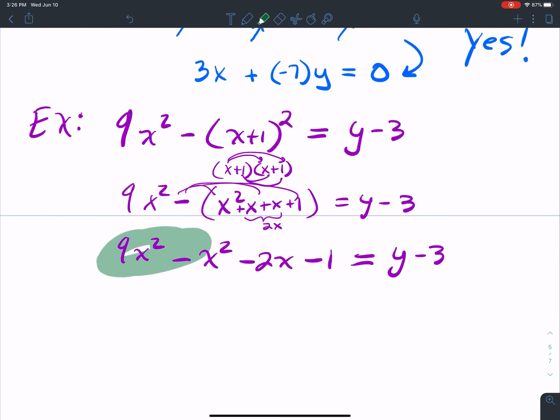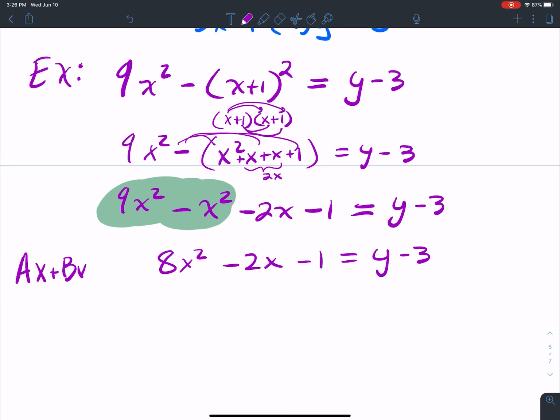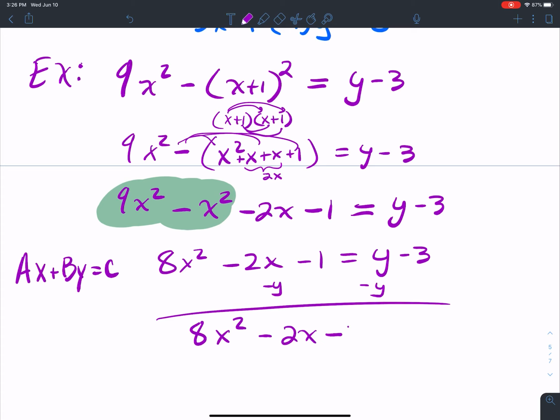Combine like terms, I can combine these two here. That gets me 8x² - 2x - 1 = y - 3. Now remember, to be linear, it needs to be Ax + By = C. So let's get all our variables on one side. So I'm going to subtract y. So I have 8x² - 2x - y. Now that constant right here, I need to move that. So I'm going to add it to the other side. So negative 3 and 1 make negative 2.